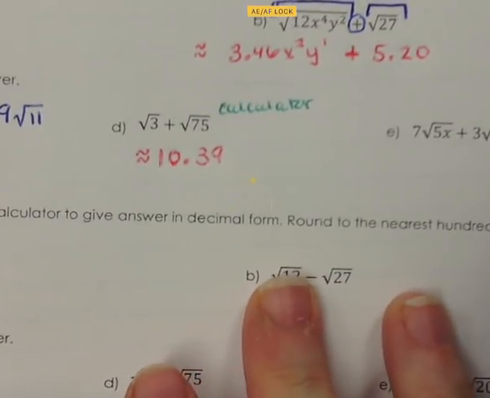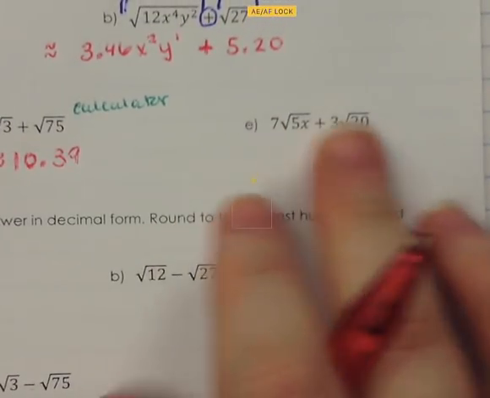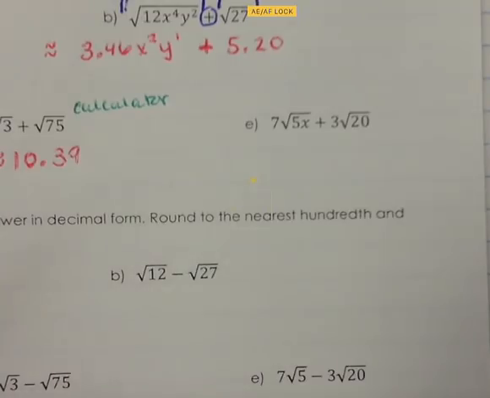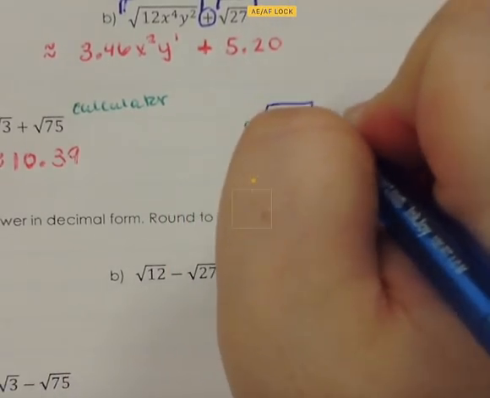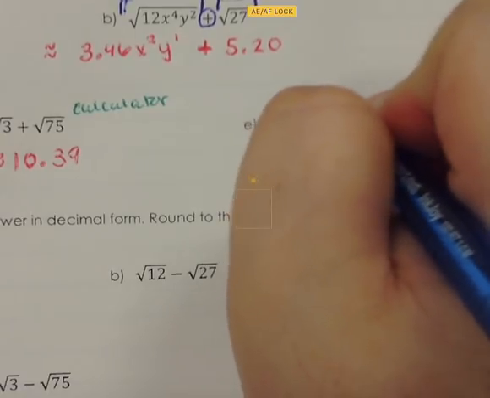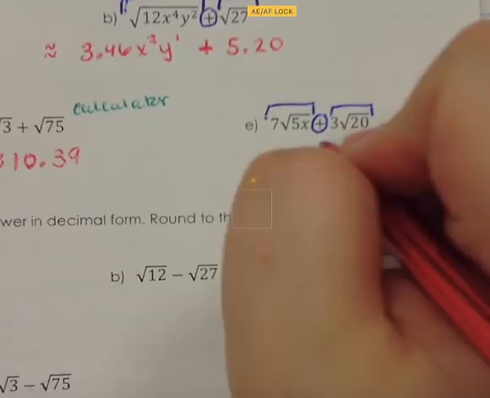Because it's straight in your calculator. Now example E, however, has a variable in it, so we have to be very careful about this. We have to do this part first, plus this second part. So because it's addition, we will still have a plus sign in our answer.